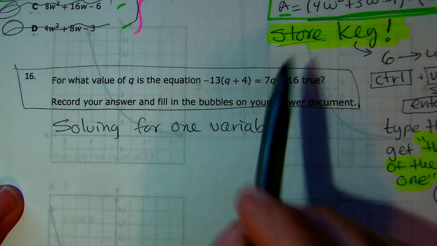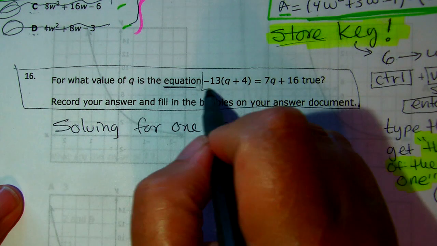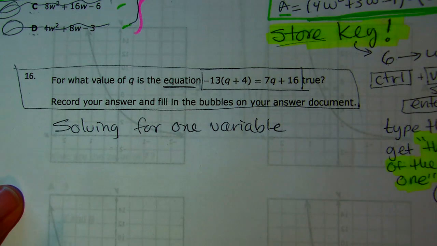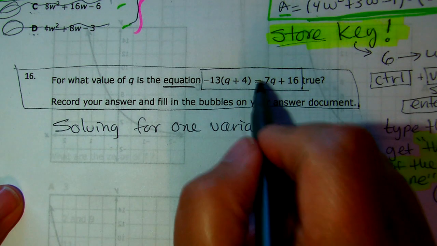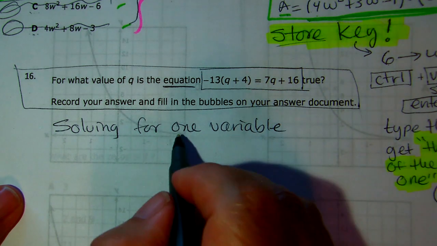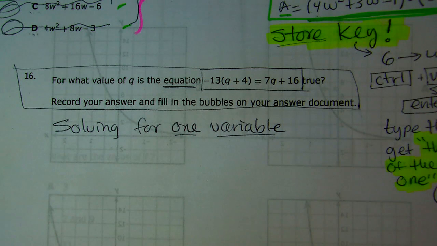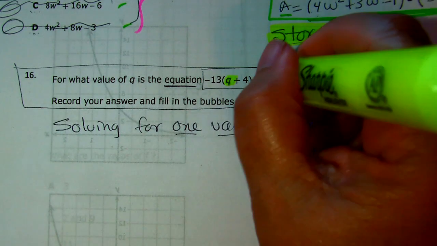Now if you see here, we have an equation. It says so right here. We have an equation right here. Box it. We know it's an equation because we have an equal sign. Now, we know that it's one variable because we only have the letter Q. Okay? Q and Q.